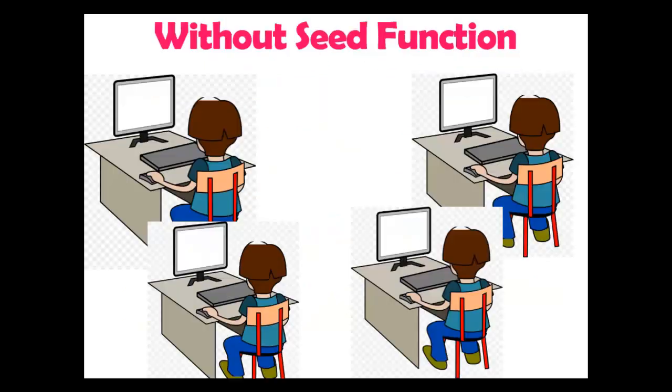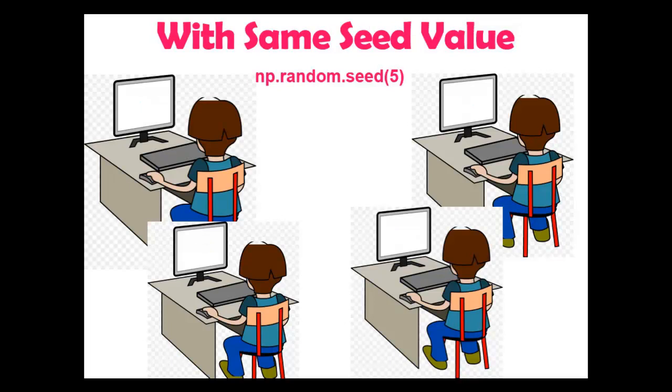Here you can see 4 students are executing the np.random function without a seed value. All of them will get different numbers during the execution of the random function, as you can see over here. Now we assume that all of them have set the seed value to 5. They are executing np.random with this seed value. Now you can see all of them will get the same random number while executing np.random multiple times. This is the logic behind the seed value.